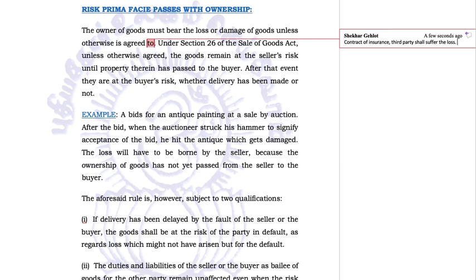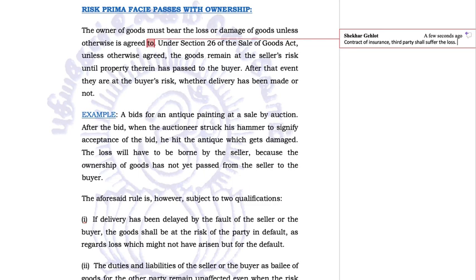A bids for an antique painting at a sale by auction. Now this is a sale by auction for an antique painting, and A is the bidder. After the bid, when the auctioneer struck his hammer to signify acceptance of the bid, he hit the antique, which gets damaged. Because in a sale by auction, as you must have seen in the movies, the sale is concluded by fall of a hammer. So when he is hitting the hammer, he accidentally hits the antique, which gets damaged.